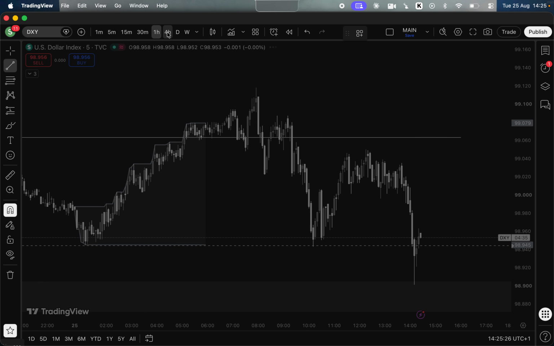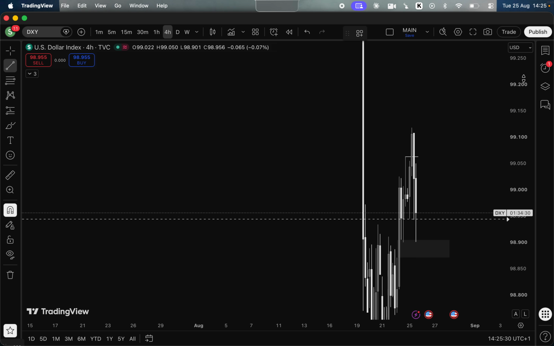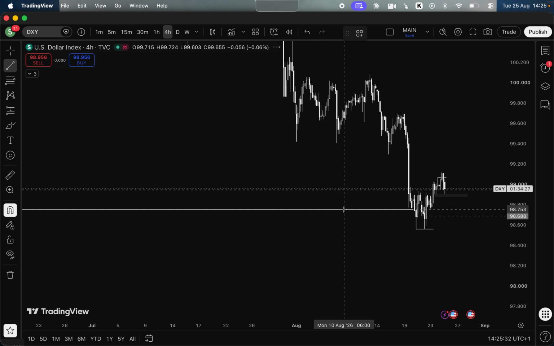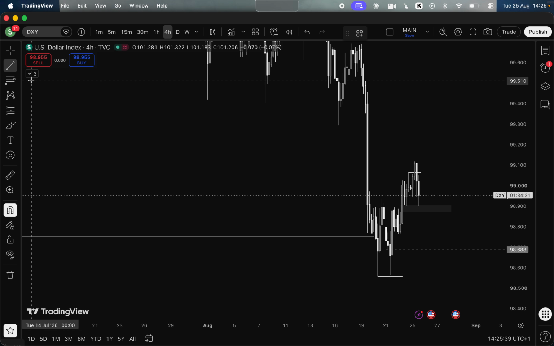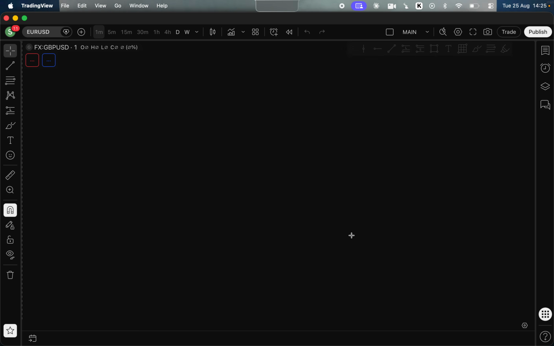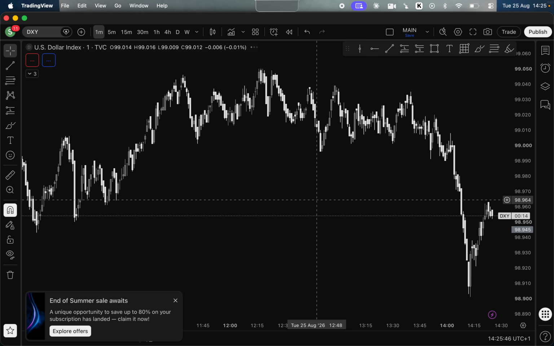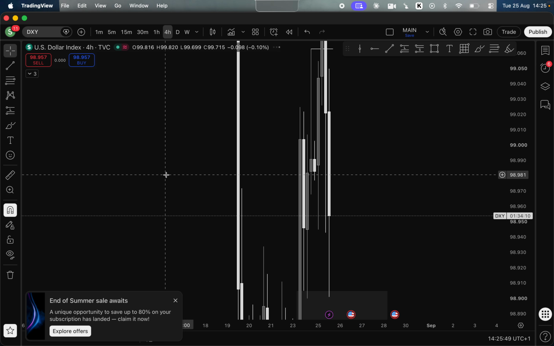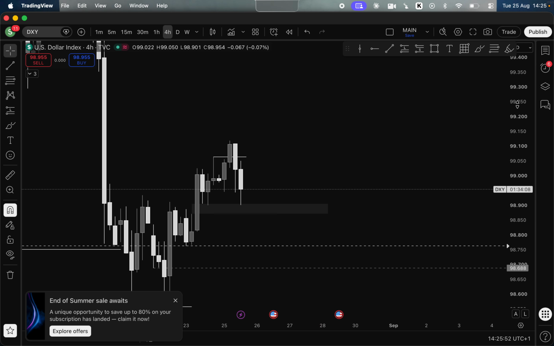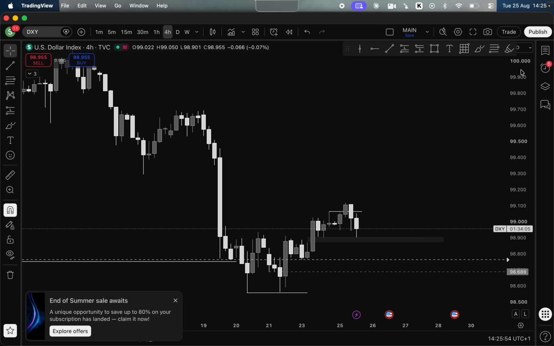So let's recap this real quick. Okay, so we're structurally bearish. I'm anticipating price to fill this area of price that we have. Let me refresh so I can have my tools up here and we can talk about this. 4-hour. Okay.